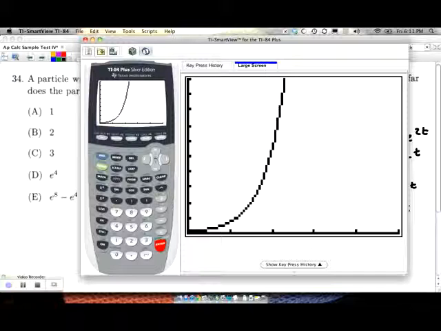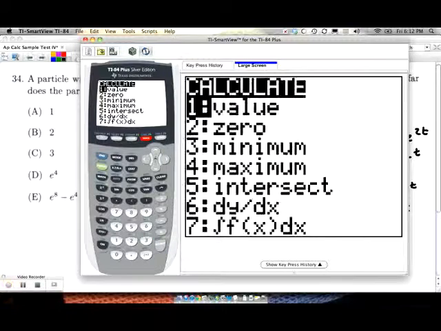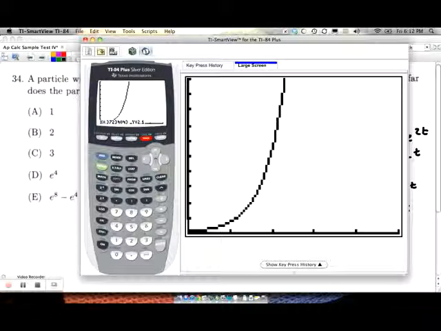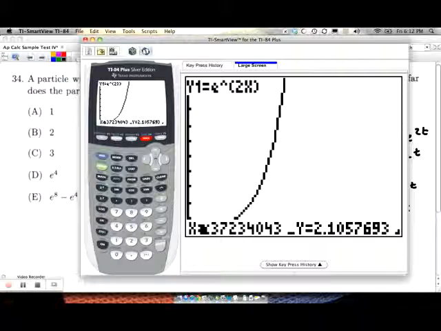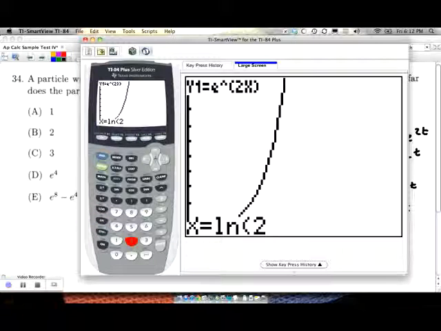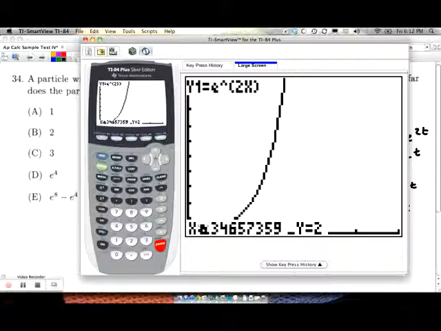Did it already calculate it for me? Second, calculate. You know what, let's clear this. Let's trace. And I'm going to do natural log of 2, then divide by 2 and see what that x value is. So it looks like I'm at 0.3465. 0.3465 is the x value, and the y value there is 2.